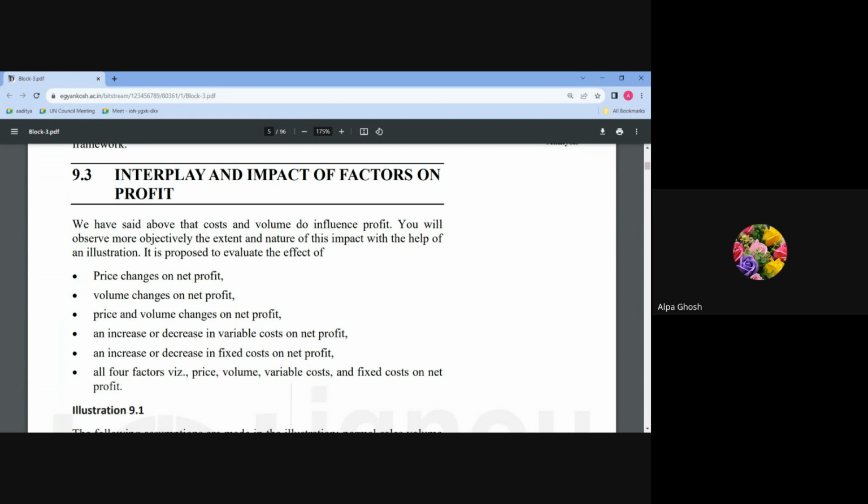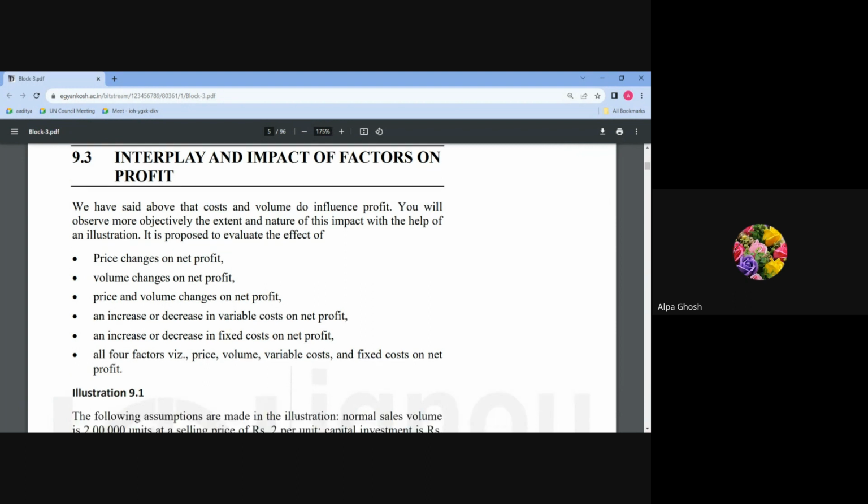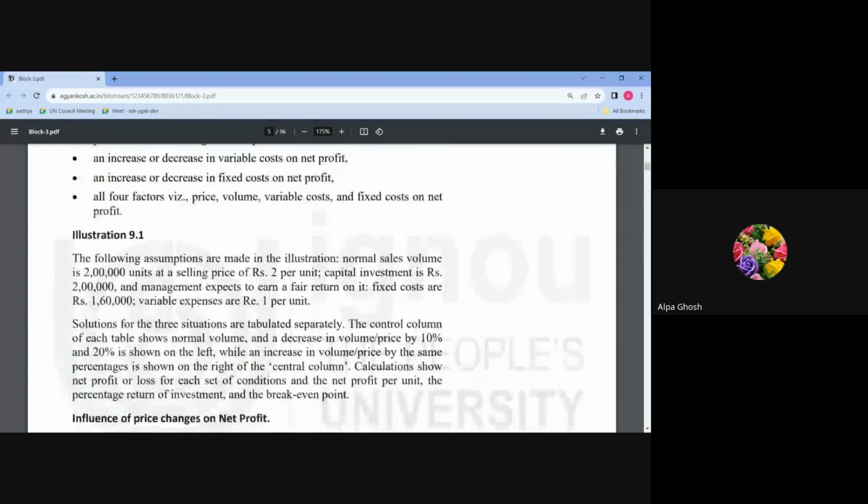So all the four factors that we are going to take into consideration are price and volume. Again and again, I am repeating, volume is the quantity, the number of units produced. Then variable cost and fixed cost. So it is price, volume, variable cost, and fixed cost. These are the four factors. What are their impact or effect on net profit, that we will be studying. So here one question is given.